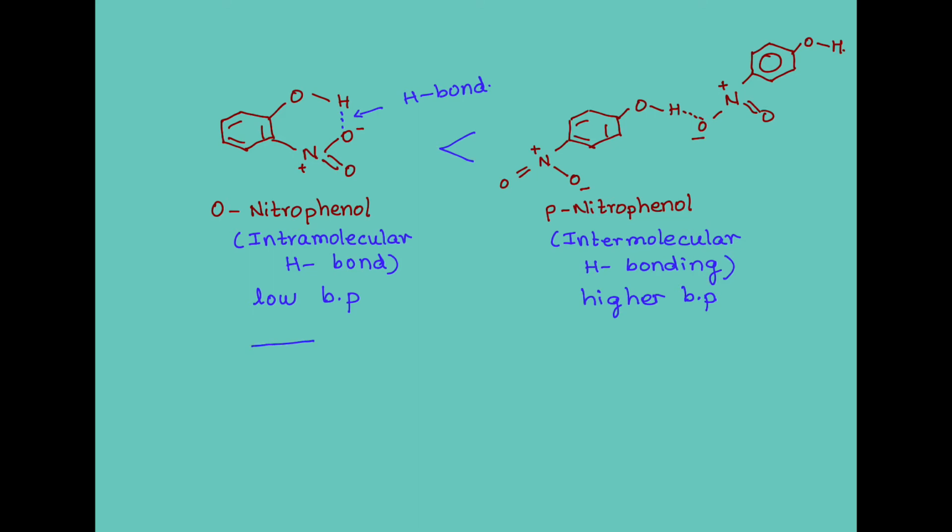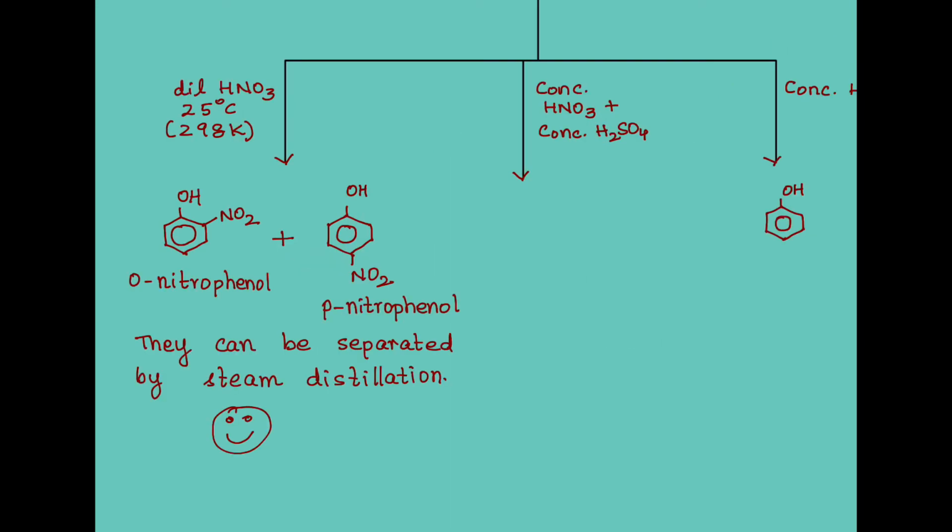Can you please find out what is the boiling point of each one of them? So which one of them will vaporize first? Yes, absolutely right. Orthonitrophenol will vaporize first. That is why we say that they can be separated by steam distillation. So tell me, did you get this right?